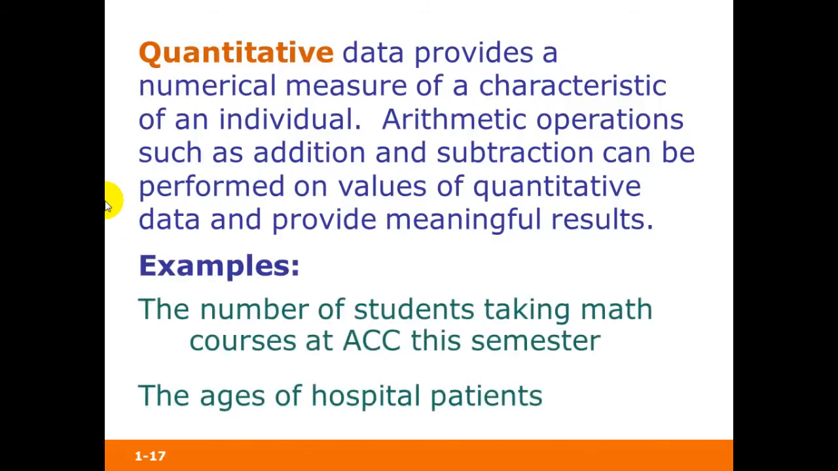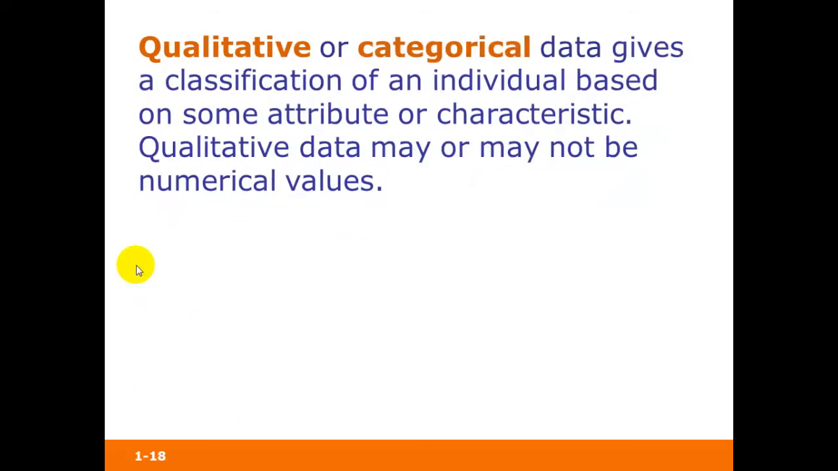Some examples of quantitative data would be the number of students taking math courses at ACC this semester, or the ages of hospital patients. The other type of data is qualitative, or sometimes we call this categorical. This gives us a classification of an individual based on some characteristic. In other words, it puts the data into categories. So qualitative data may be in numerical form or it may not.